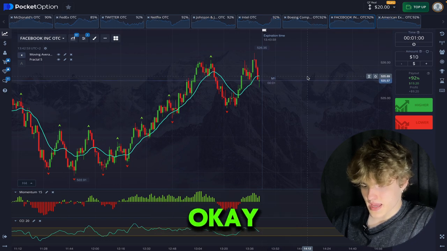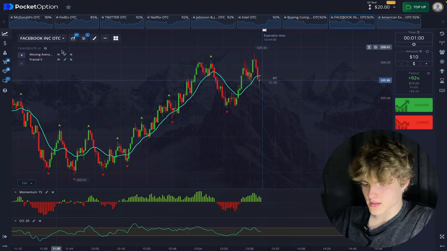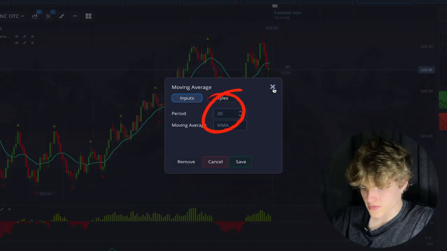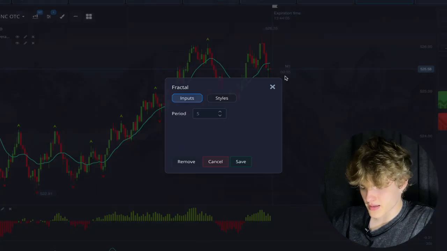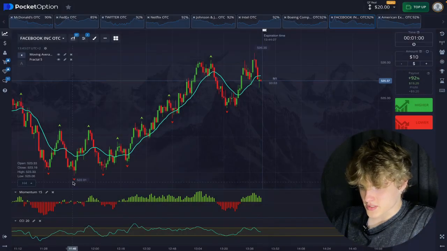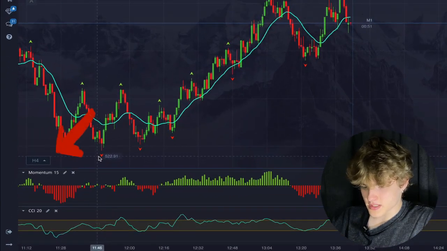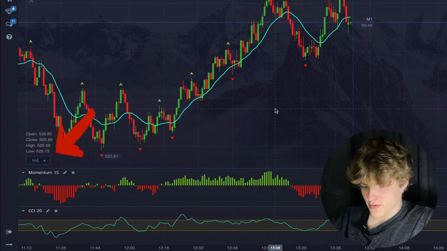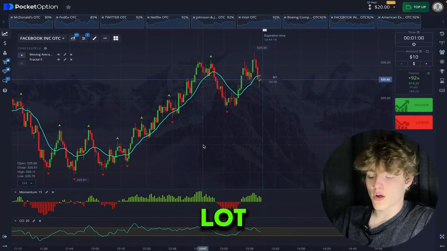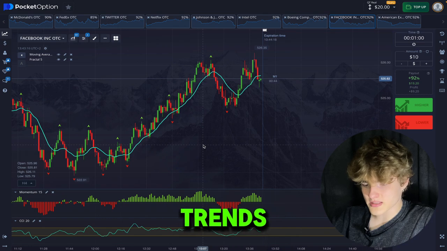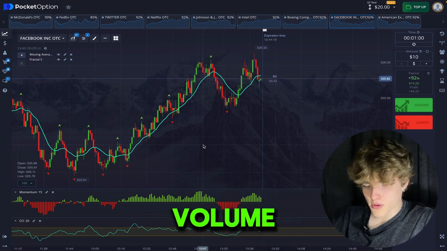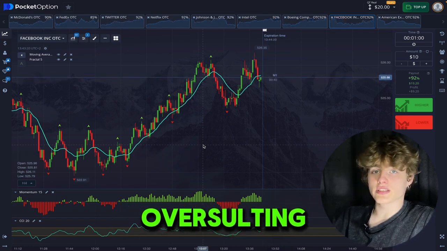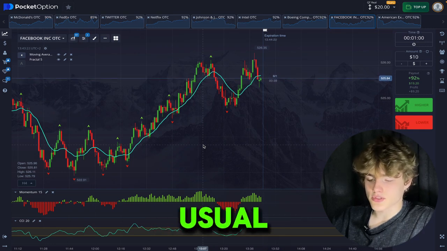So okay, I have selected 4 indicators: a weighted moving average with a period of 20, fractal with a period of 5, momentum oscillator with a period of 15, and CCI oscillator with a period of 20. Today I will be oriented on a lot of parameters: on trend, on structural highs, on volume, and on oversold and overbought areas together as usual.